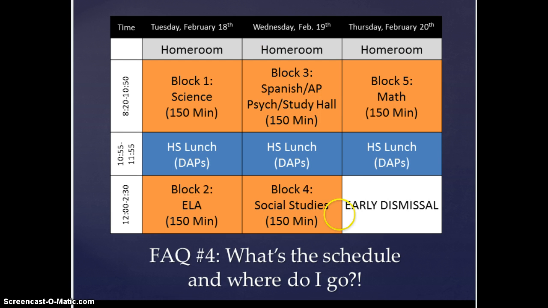Okay. Here's what the schedule looks like today. You have science in the morning from 8:20 to 10:50. Then we're going to have lunch in your DAP, so wherever you're sitting right now, that is where you're going to have your lunch. And then for the second block today, you're going to have your ELA block in the afternoon from 12 to 2:30. And then you go home. Don't forget Spanish tomorrow, social studies or world history in the afternoon, and then finally math on the final block.